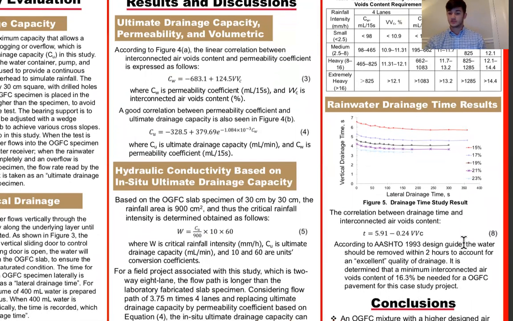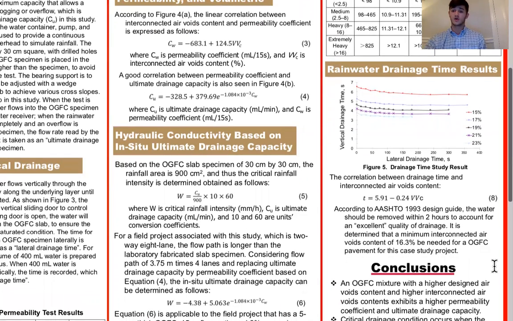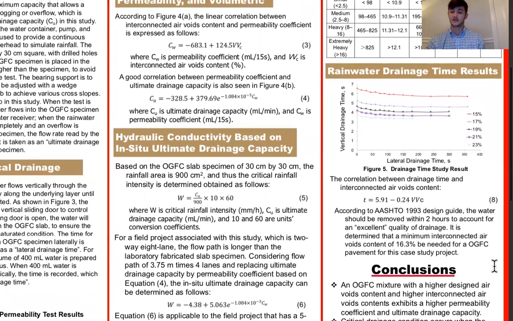The correlation between drainage time and interconnected air voids content yielded that drainage time is equal to 5.91 minus 0.24 times the interconnected air voids. According to the AASHTO 1993 Design Guide, the water should be removed within 2 hours to account for an excellent quality of drainage. It is determined that a minimum interconnected air voids content of 16.3% is needed for an OGFC pavement for this case study project.